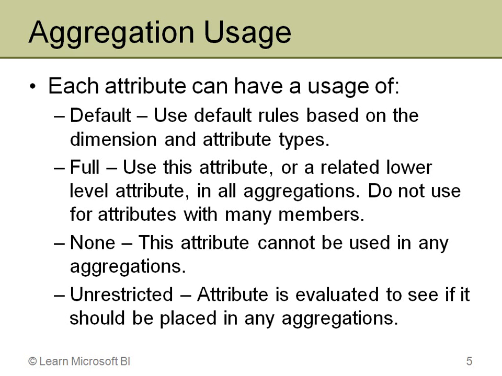None, of course, simply says don't use this aggregation or don't use this attribute for any aggregations, and unrestricted says just figure out using your algorithms whether you should use this or not. So unrestricted and default are different, and again, default will eliminate a lot of attributes from consideration, whereas unrestricted, it will go ahead and consider that.